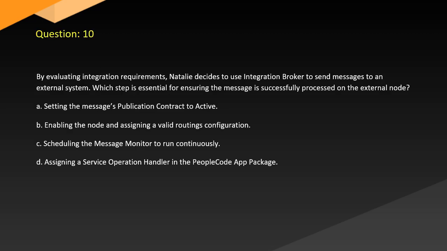Question 10. By evaluating integration requirements, Natalie decides to use Integration Broker to send messages to an external system. Which step is essential for ensuring the message is successfully processed on the external node? A. Setting the message publication contract to active. B. Enabling the node and assigning valid routings configuration. C. Scheduling the message monitor to run continuously. D. Assigning service operation handler and the PeopleCode app package.